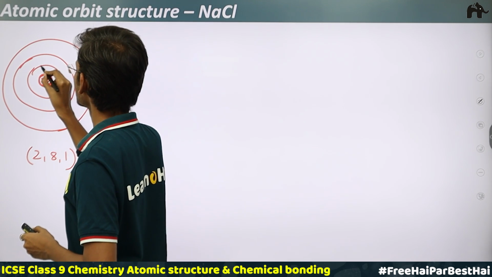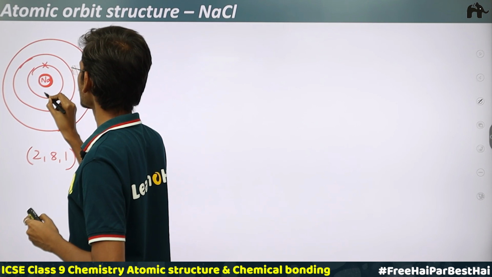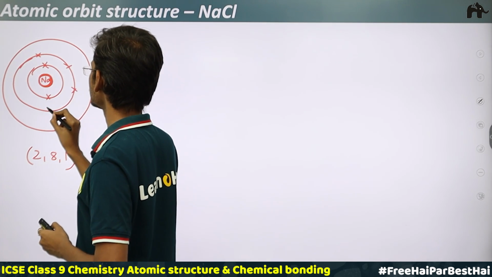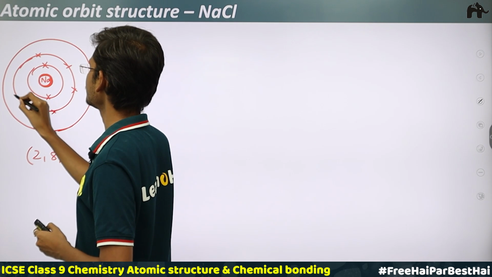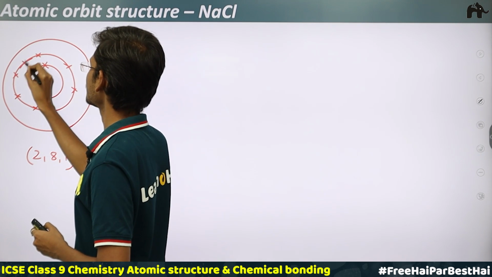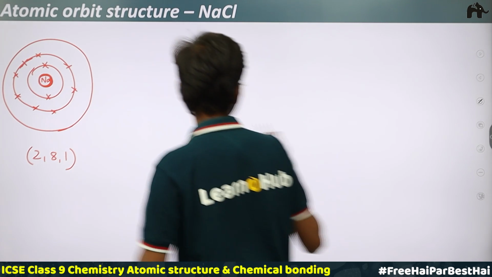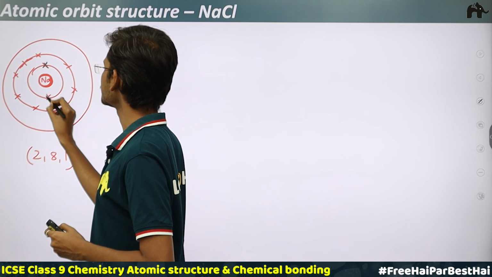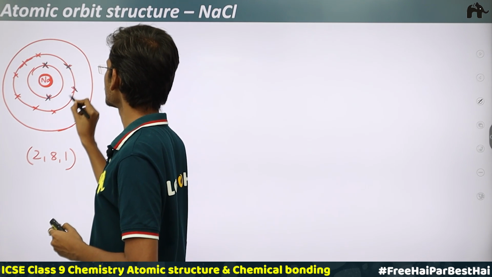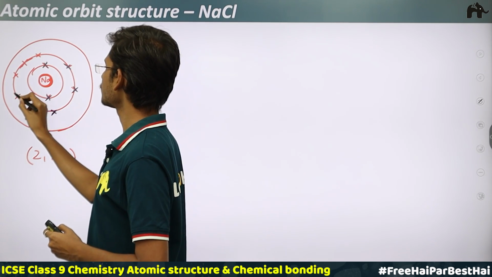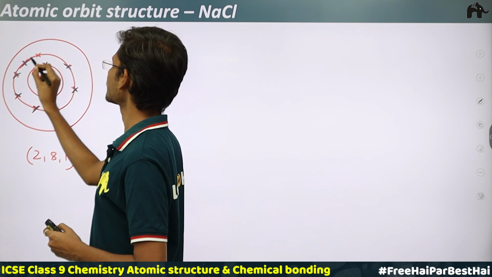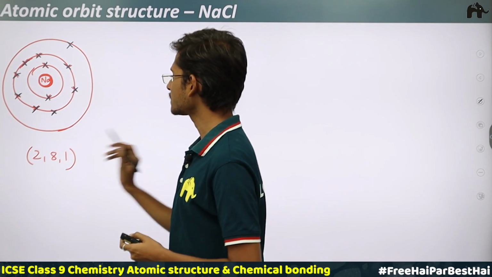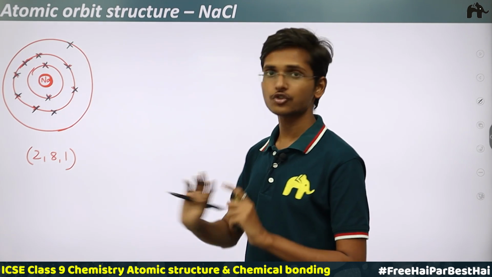For example, see, I'm using crosses. 1 cross, 2 cross, here 2 electrons, and then 8 electrons in the second one. So 3, 4, 5, 6, 7, 8. I will change the color so that the electrons are more visible to you, right? See, 3, 4, 5, 6, 7, 8. 8 in the second one, and in the last shell, the third shell, there is only 1 electron. So this is all about the sodium atom.